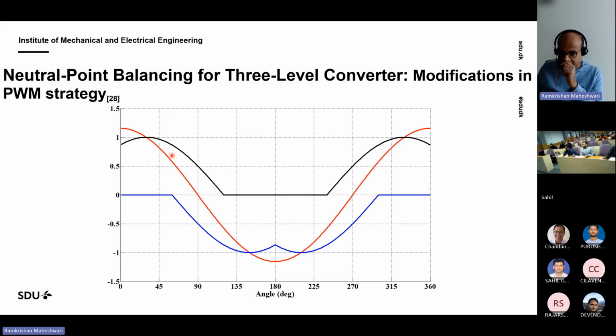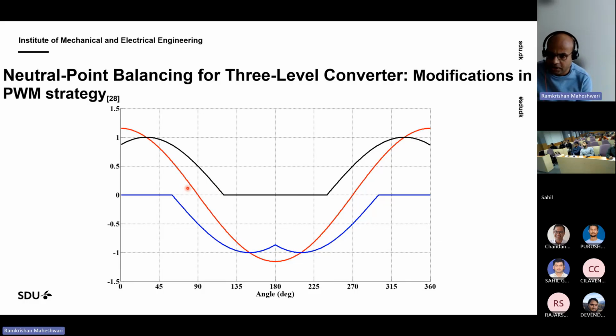For this, we need a modulation strategy something like this, where the reference voltage has a middle voltage value somewhere here. When it is close to 0, at that time you need two different carrier signals for the top and bottom carriers. Okay. So when we do this, we can achieve zero neutral point current in a switching period.